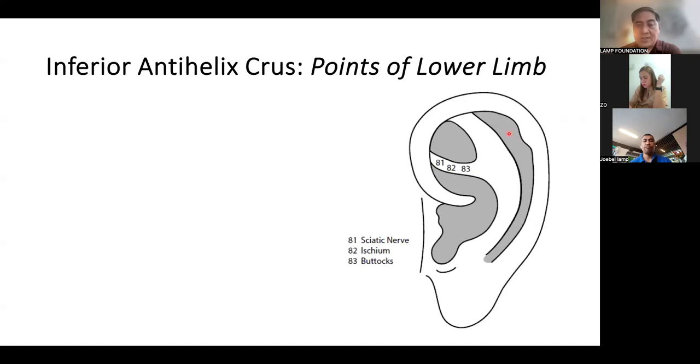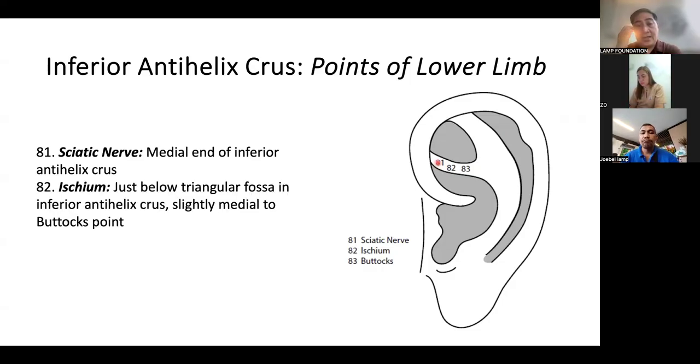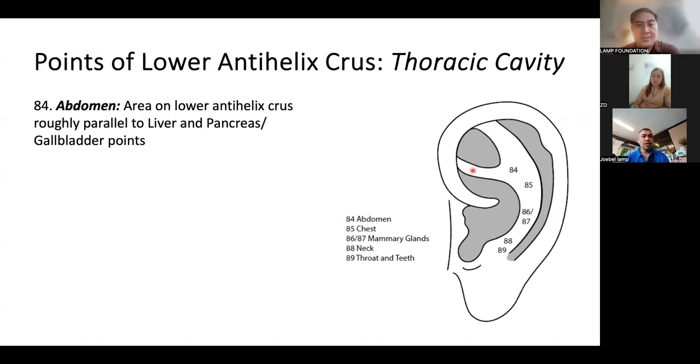Now let's go to the points of the lower limb. Dito sila nagkaka-. 81 is the sciatic nerve. And I'm sure you've seen a lot of patients with sciatica, no? And then we have the ischium. I hope you remember the ischium. Okay. And then we have the buttocks. Pareho, di ba? Pareho siya. No? Sciatic and this one. More or less pareho.